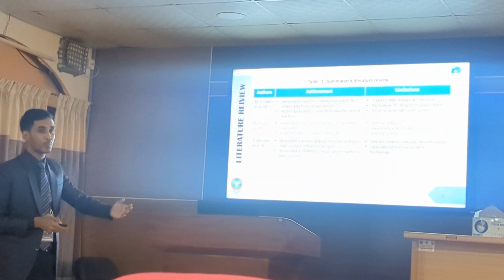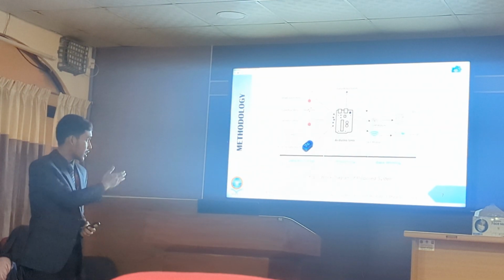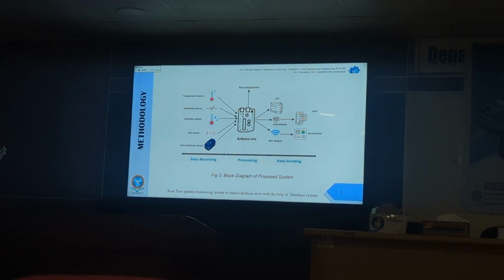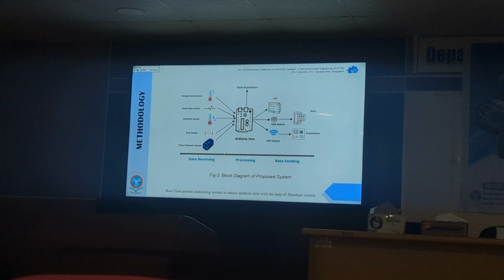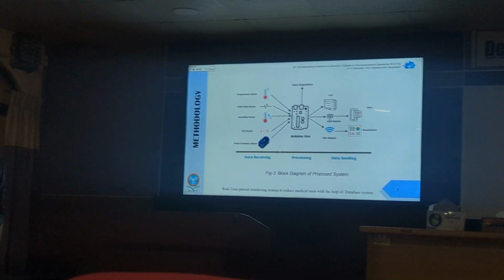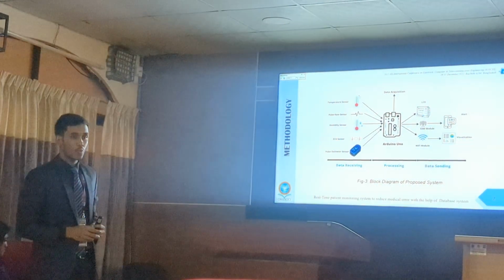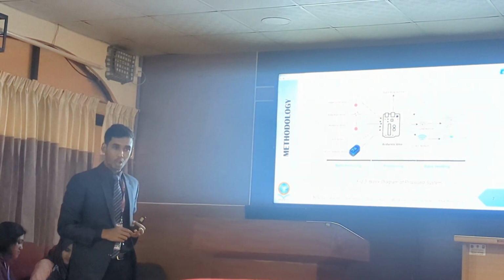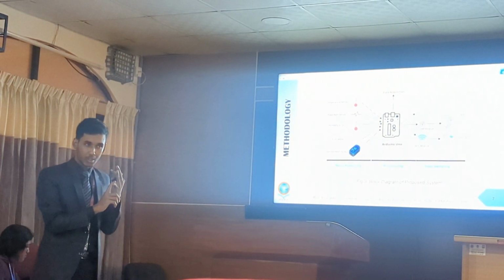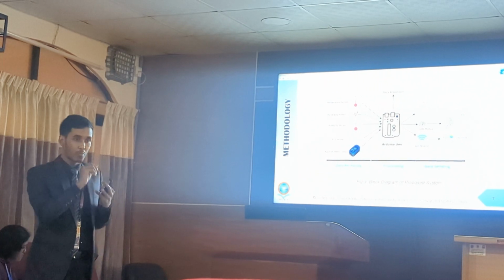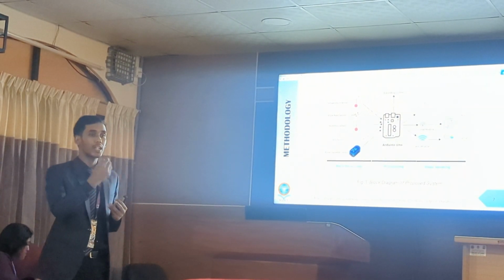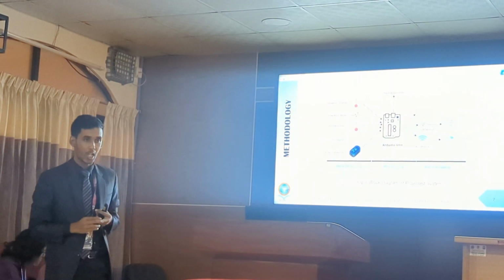So now let's see our proposed methodology. This is the block diagram of our methodology. It has three sections: data receiving or the input section, processing, and data sending or the output section. In the data receiving section, we have 5 different sensors. We chose these 5 sensors based on the availability and cost of the sensor, technical feasibility, and most importantly, we consulted a doctor about the most important and widely used parameters in clinical settings.